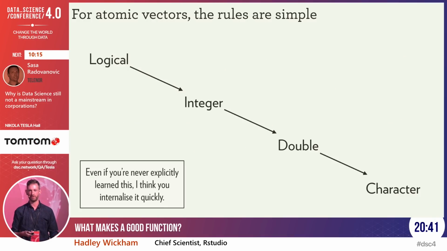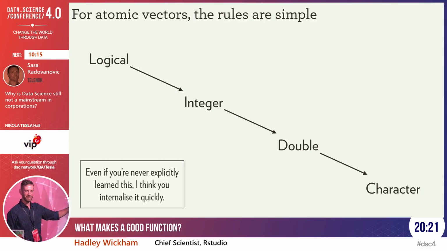So we can simplify this even further. Whenever you're combining 2 atomic vectors, you just put them together on this diagram, and you follow the arrows until they meet up. Following the arrows is very easy here because it's just one line.